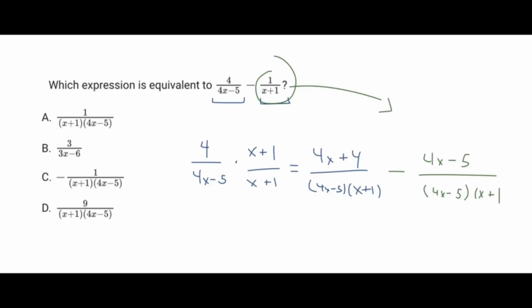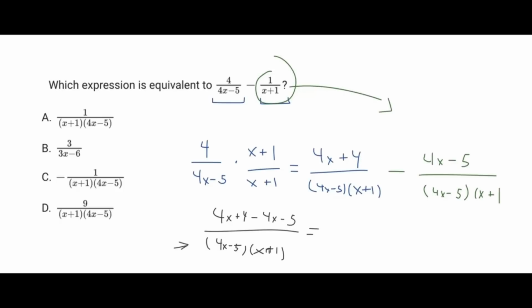So in reality, this can just be rewritten as 4x plus 4 minus 4x minus 5, over all of this. So let's write it out again. Kind of tedious, but you gotta do what you gotta do. You'll see, pretty interestingly, that some of the answer choices have this denominator. So we know we're on the right track here, right? So let's just evaluate the top part, right?